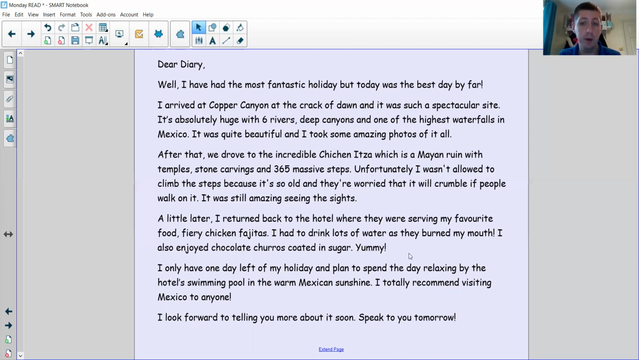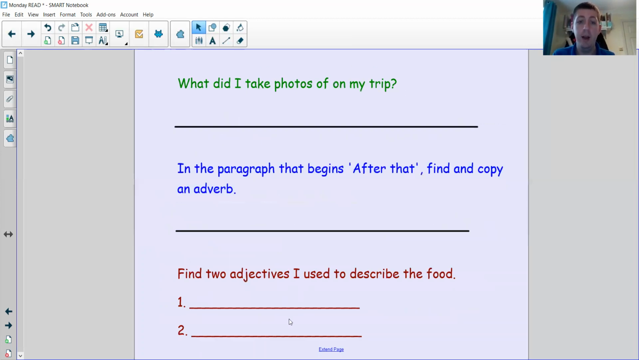So there were three words we could have chosen from there. We could have chosen fiery, we could have chosen chocolate, we could have chosen yummy. All of those would have been lovely adjectives you could have put in here. But if it says find them, it doesn't mean make them up. It doesn't mean describe how you think the food is. It means find them and put the answers there from the text.